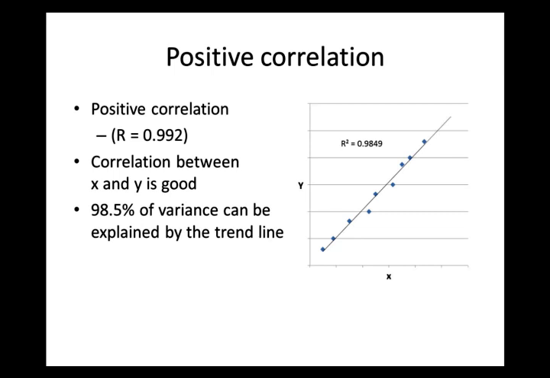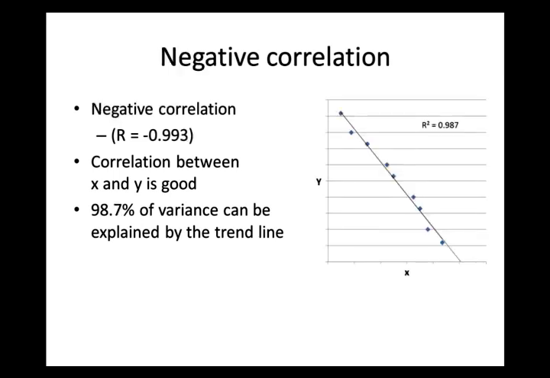What does a negative correlation look like? So this is an example of a negative correlation. Again, we've got an R value which is close in this case to -1. It's minus 0.993. So we've got a good correlation between x and y, but in this case it's a negative correlation because as x increases, y decreases. The R squared value is 0.987, and so that's telling us that 98.7% of the variance can be explained by the trend line. Again, a good correlation.